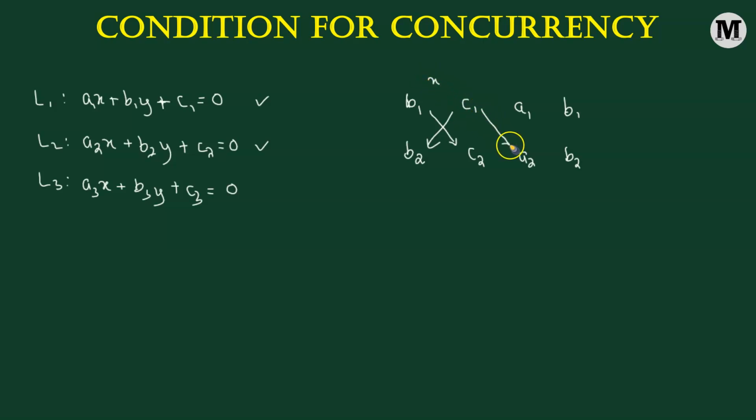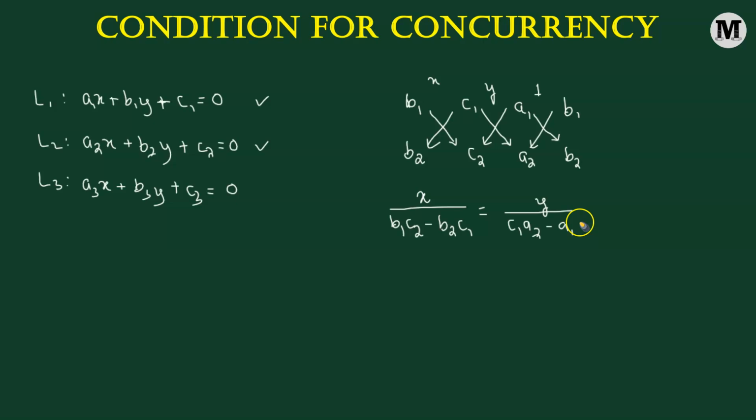Then c1 will get multiplied by a2, and from here we subtract the product of a1 and c2. That will be y. And then finally a1 times b2 minus b1 times a2, that we'll consider as 1, which means that we can now rewrite it as x over b1 times c2 minus b2 times c1, that is equal to y divided by c1 times a2 minus a1 times c2, that is equal to 1 divided by a1 times b2 minus a2 times b1.